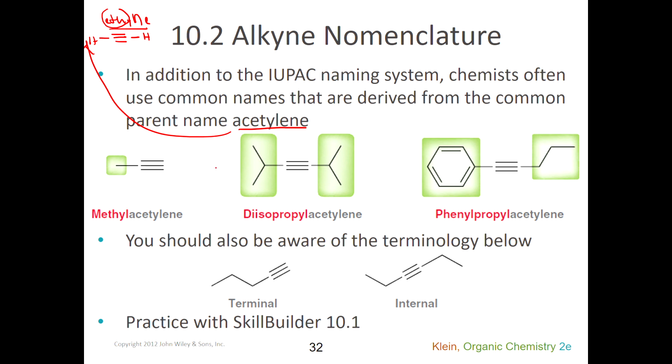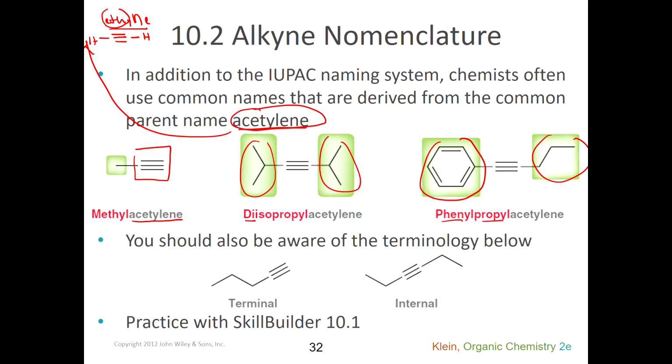So if you have acetylene or a triple bond, you might see larger molecules named including the acetylene part as the parent name. So if the 2 carbons with the triple bond make the name acetylene, and there's a methyl group, you might call that methylacetylene. If there's an isopropyl group, you might call it isopropyl acetylene. If there are 2 of them, it would be diisopropyl acetylene. If I have a phenyl group on one side and a propyl on the other, it would be phenylpropyl acetylene.